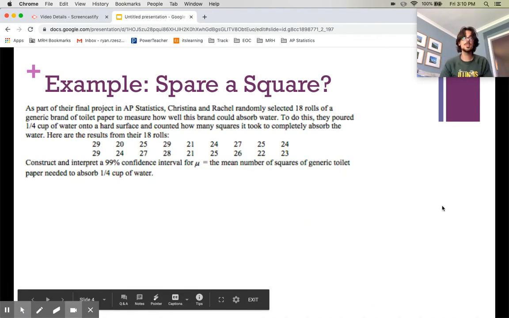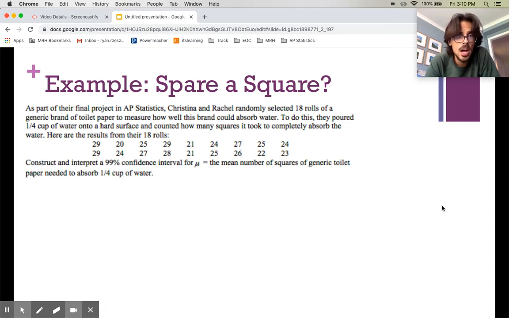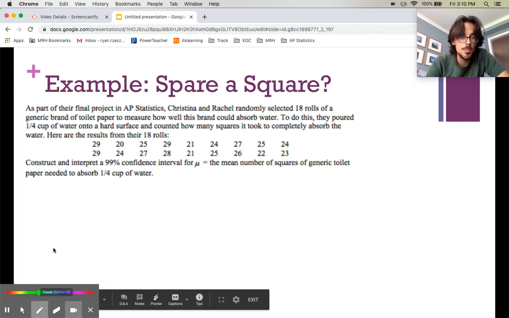So these girls are going to be doing their AP statistics project, and they're looking at how well one brand of generic toilet paper absorbs water. So they take a little cup, and then they figure out how many sheets it takes to absorb all of the water. And these are going to be their results from each of 18 different randomly selected rolls. So let's go ahead and set up a 4-step process.